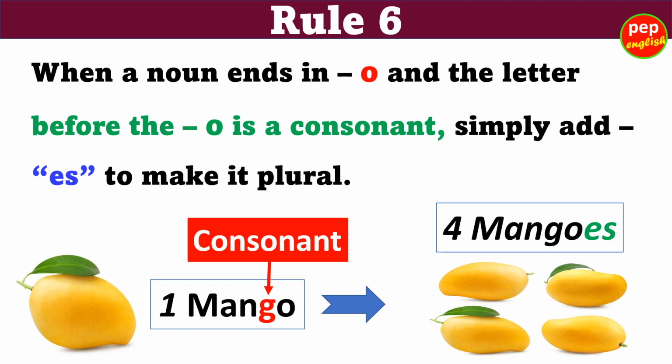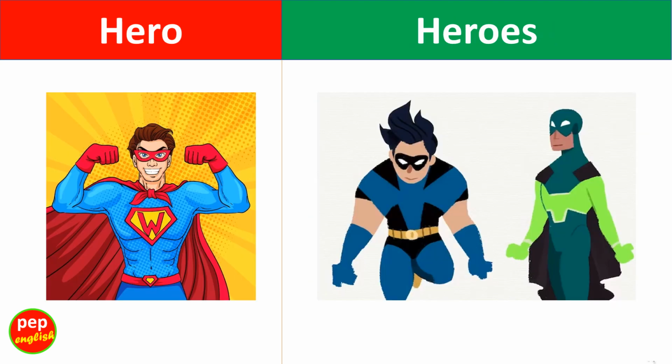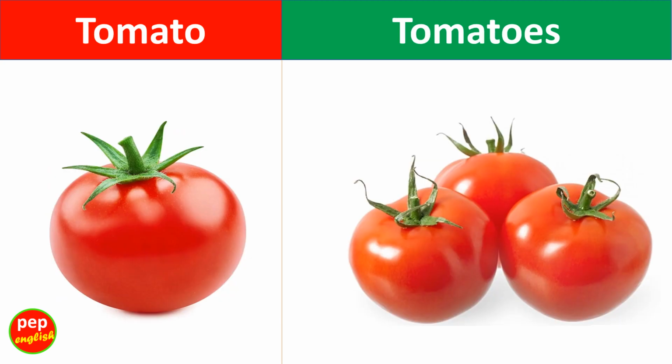When a noun ends in o and the letter before the o is a consonant, simply add es to make it plural. 1 mango. 4 mangoes. Buffalo. Buffaloes. Hero. Heroes. Tomato. Tomatoes.